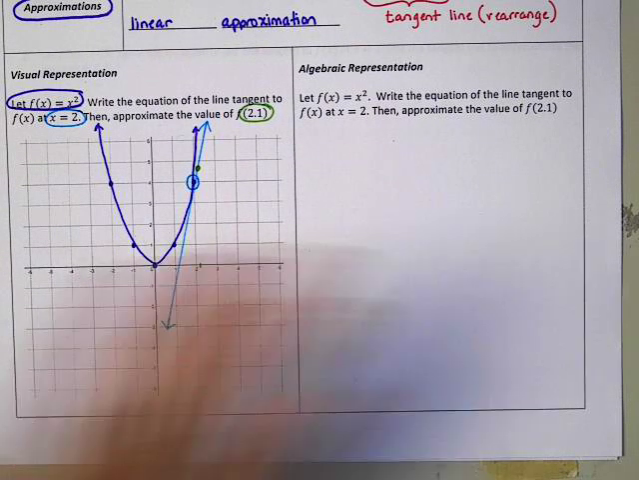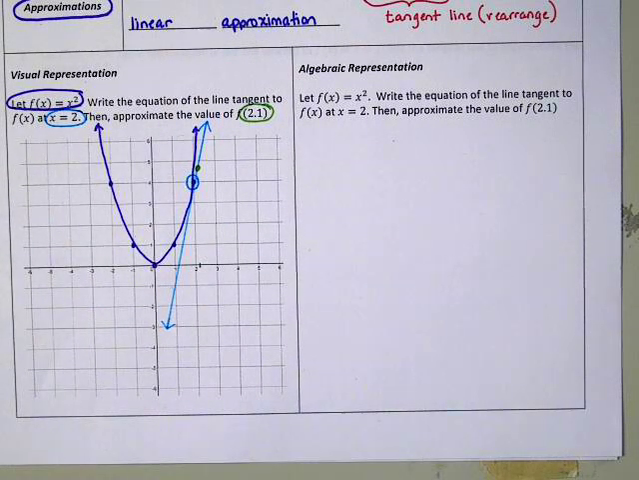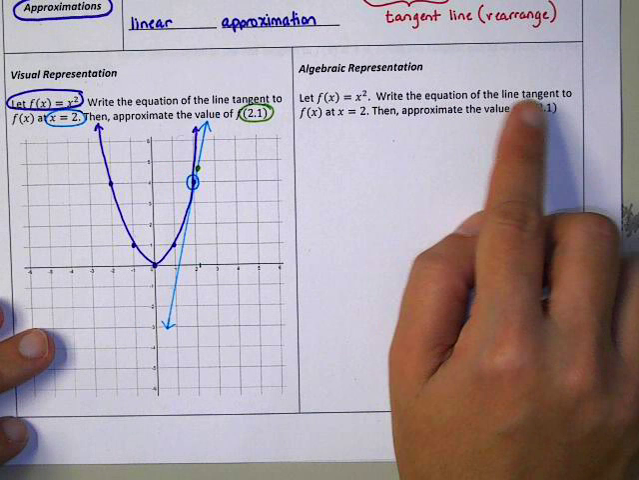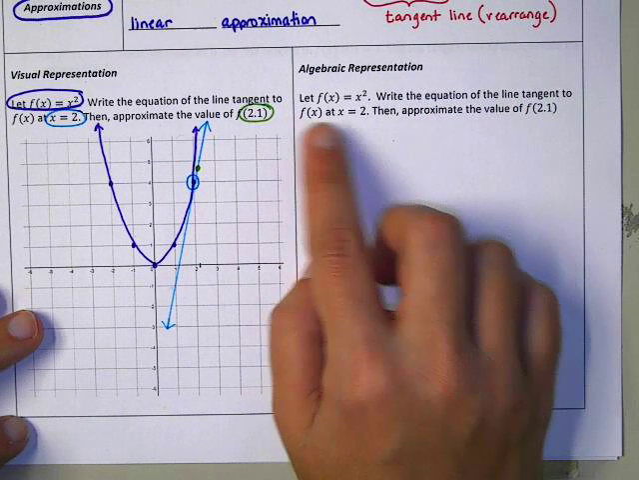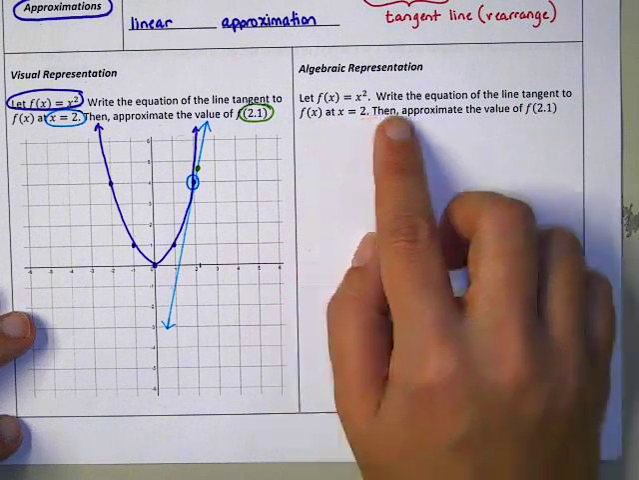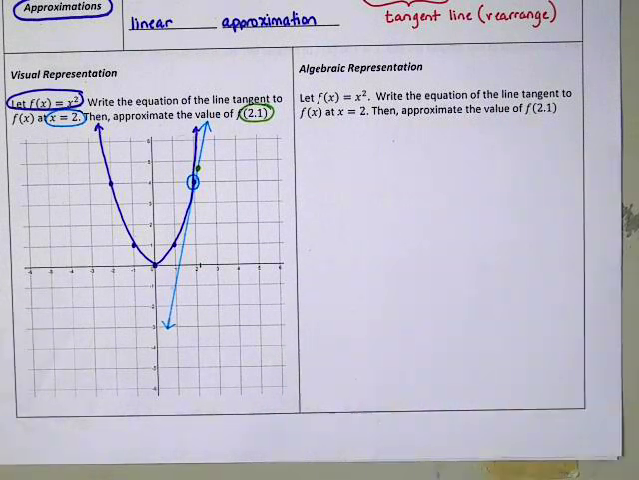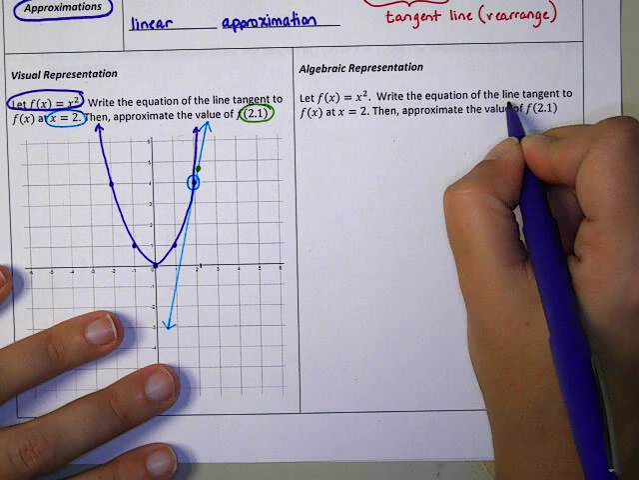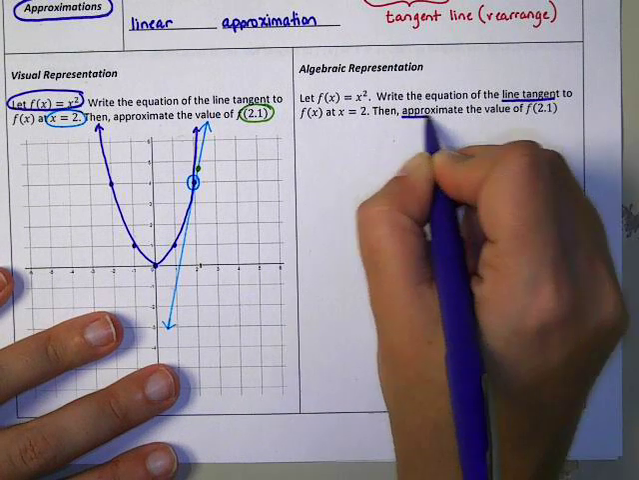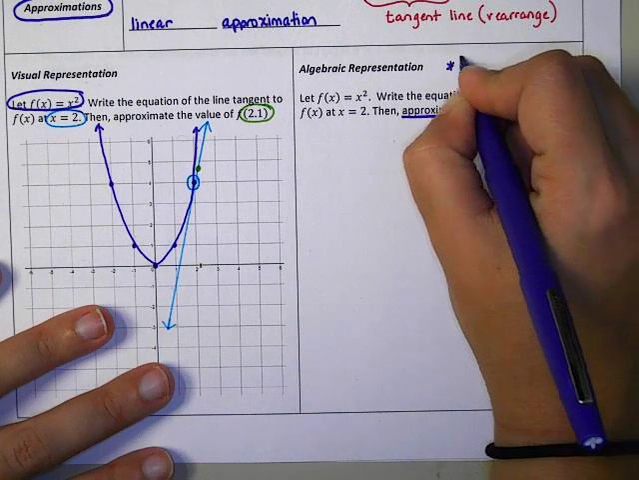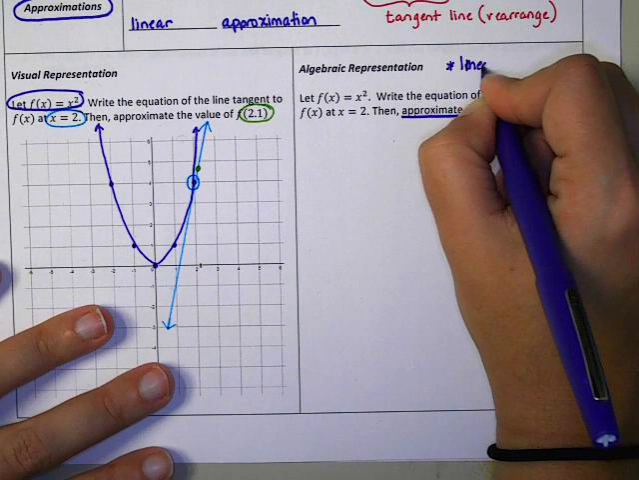Now this is a visual representation of our idea, but our algebraic representation works like this. Anytime it says in the problem, write the equation of the line that is tangent to f of x at x equals 2, then approximate the value of f of 2.1, anytime it says use a tangent line to approximate a value, that is your clue that we're going to need something called a linearization.